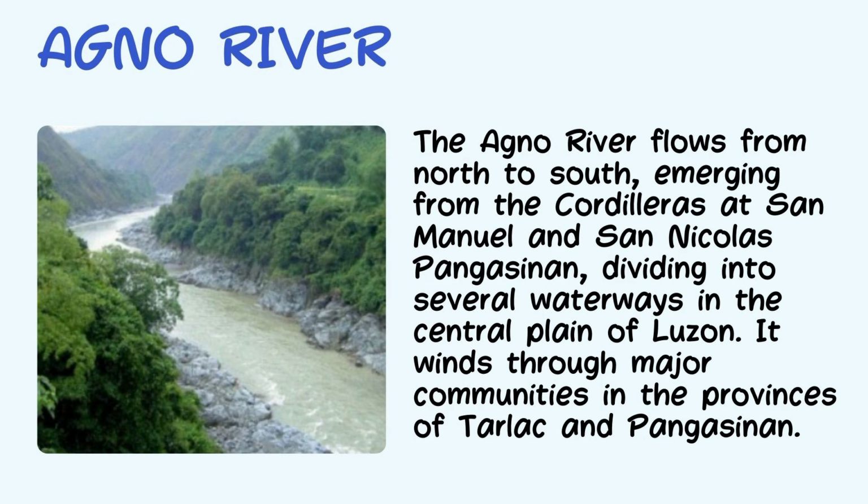Agno River. The Agno River flows from north to south, emerging from the Cordilleras at San Manuel and San Nicolas, Pangasinan, dividing into several waterways in the central plain of Luzon. It winds through major communities in the provinces of Tarlac and Pangasinan. Agno River has a total length of 221 kilometers and a drainage basin of approximately 1,225 square kilometers. Fun fact, the Agno River is the third largest river in the Philippines.